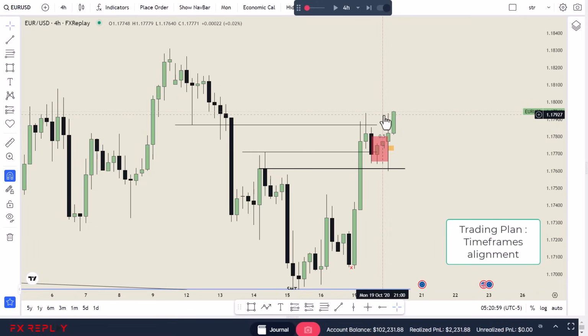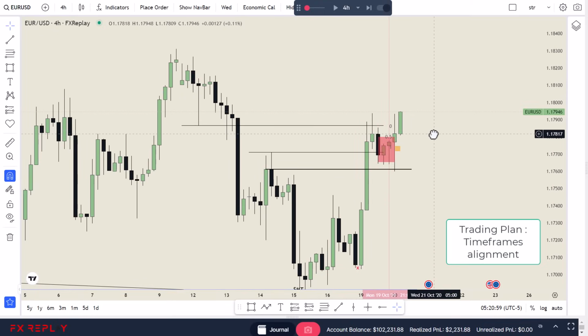After that, we had a consolidation during the Asian session, right? And then we had the manipulation to the downside, a quick move, and that manipulation was aligned with the midnight Judas swing. That's a great confluence into a higher time frame PD array, right? So all these are indications that price wants to go higher. That's on the 4 hour.